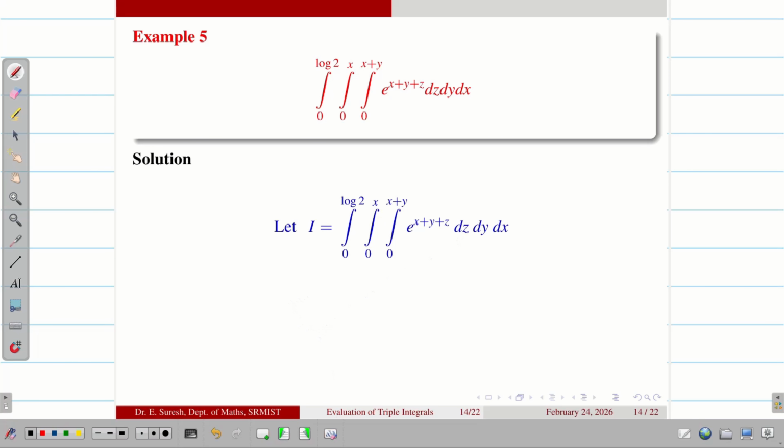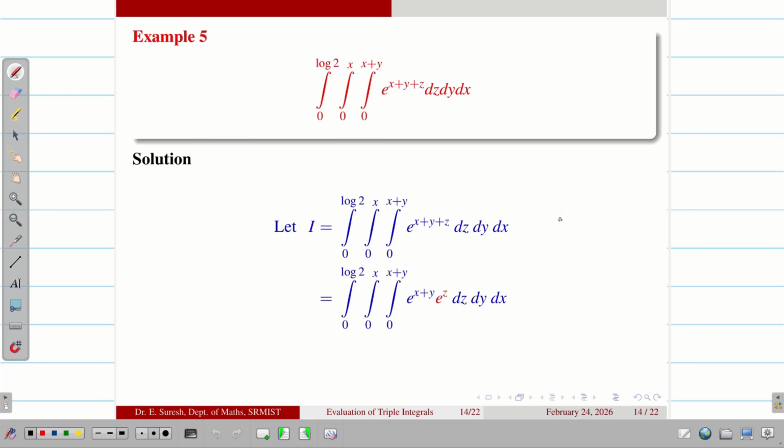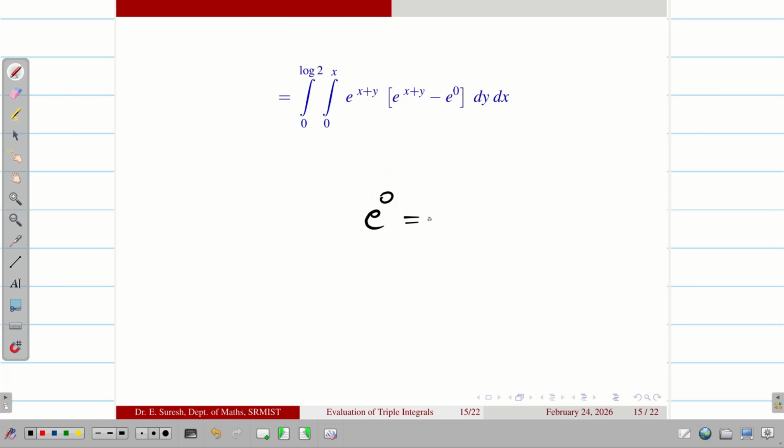Whenever I integrate with respect to z, all the other variables are going to be constant. So e power x plus y plus z, I'm going to rewrite this as e power x plus y into e power z because I can evaluate e power z alone. E power x plus y is constant with respect to z. And we know that integral e power ax dx is e power ax by a plus c. So e power z integration is simply e power z. I'm going to substitute the upper and lower limit. And we know e power 0 is going to be 1.